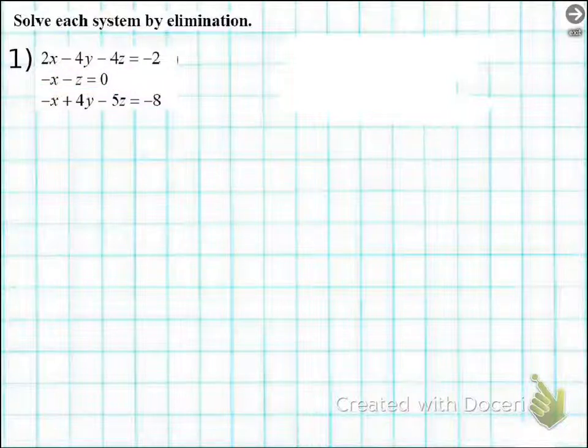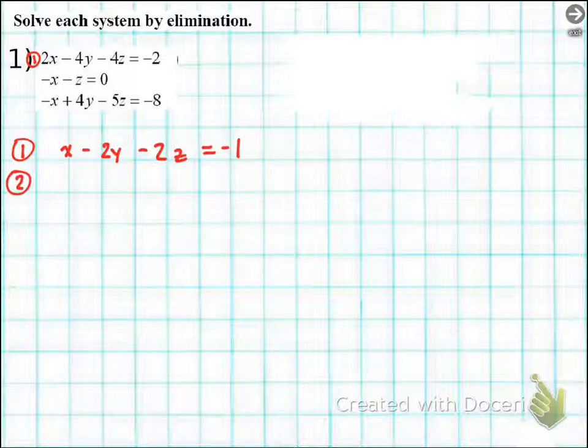So the method I'm going to use today is I'm going to take this first equation. This is equation 1, and I'm going to modify equation 1. I'm just going to divide everything by 2. It's still the same equation. It's still equation 1, so it's going to be x minus 2y minus 2z is equal to -1. And I'm going to put equation 2 next to it. Okay, so we got -x. I'm lining up my variables. There's no y, so I'm going to put minus z underneath the other z is equal to 0.